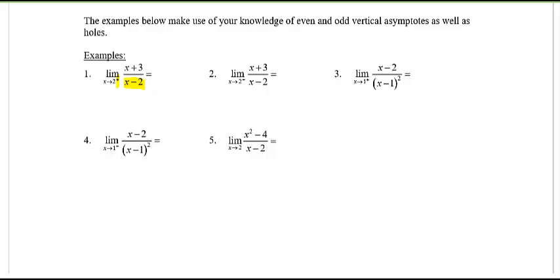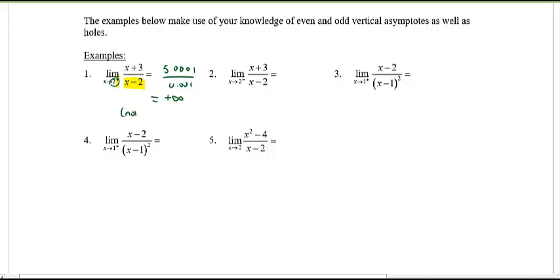Okay? So that means it differs from the left side to the right side. But how do you still figure this out? Well, if I do a 2 plus, that's like me plugging in a number like 2.001. So on the top, you'll get something like 5.001 or so. And on the bottom, you'll get 0.001. And once again, 5 divided by a really small number is really a big number. So really, this equals positive infinity.